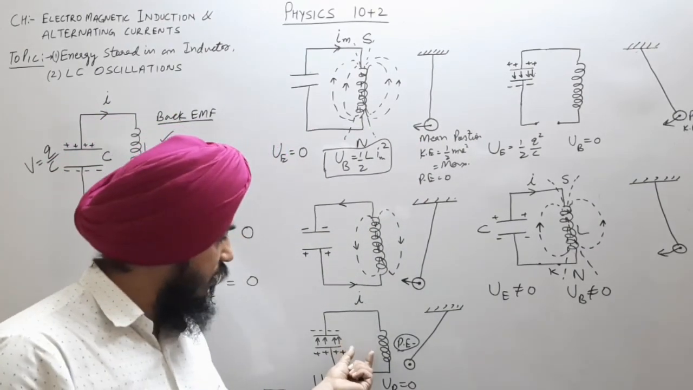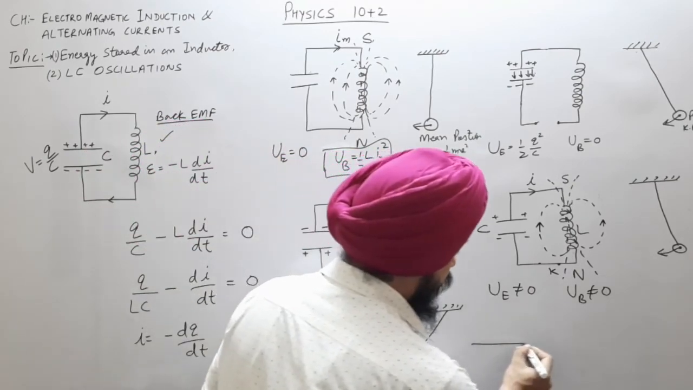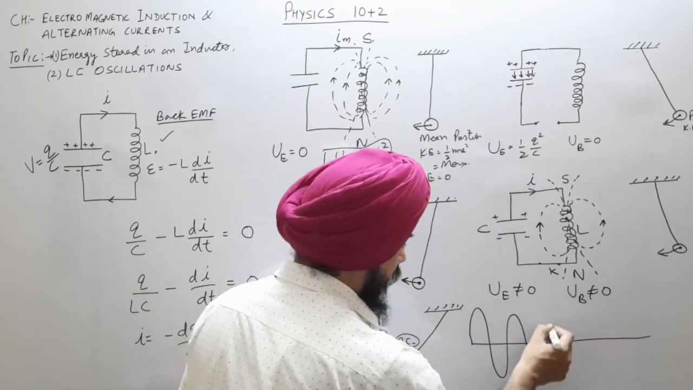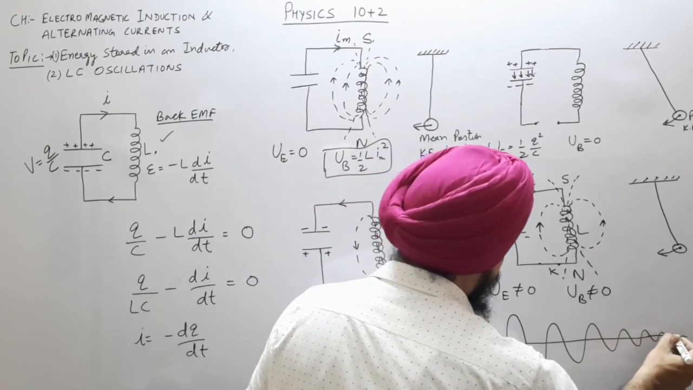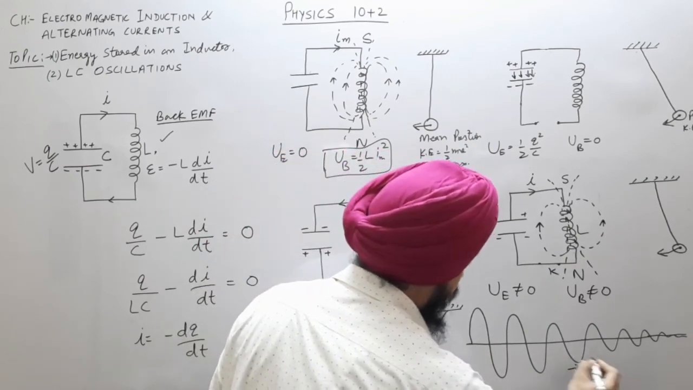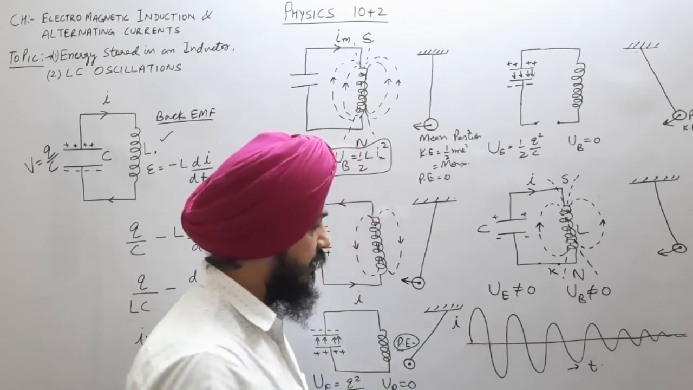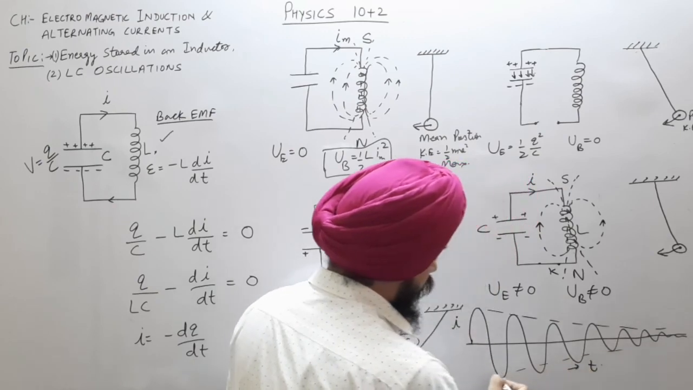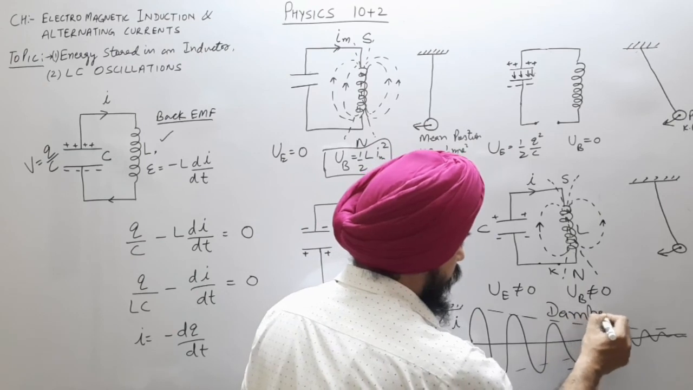So what will be the nature of the oscillations it will give us? As there are a number of resistive factors, resistance of wires and other things, this type of wave we will have with the passage of time. So this is the wave of current. These oscillations will die out after some time. Therefore these are called damped oscillations.